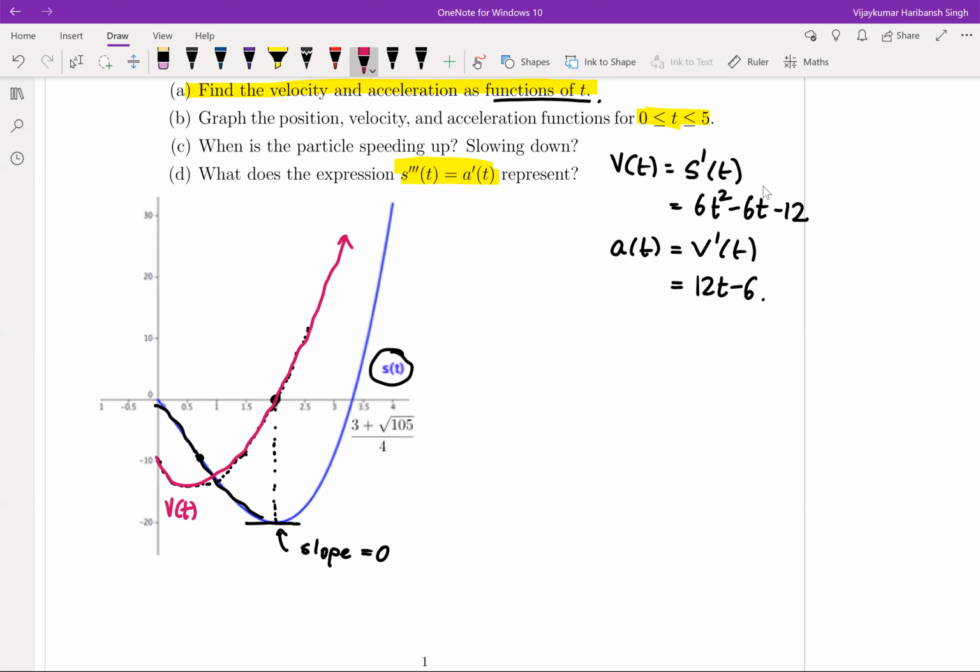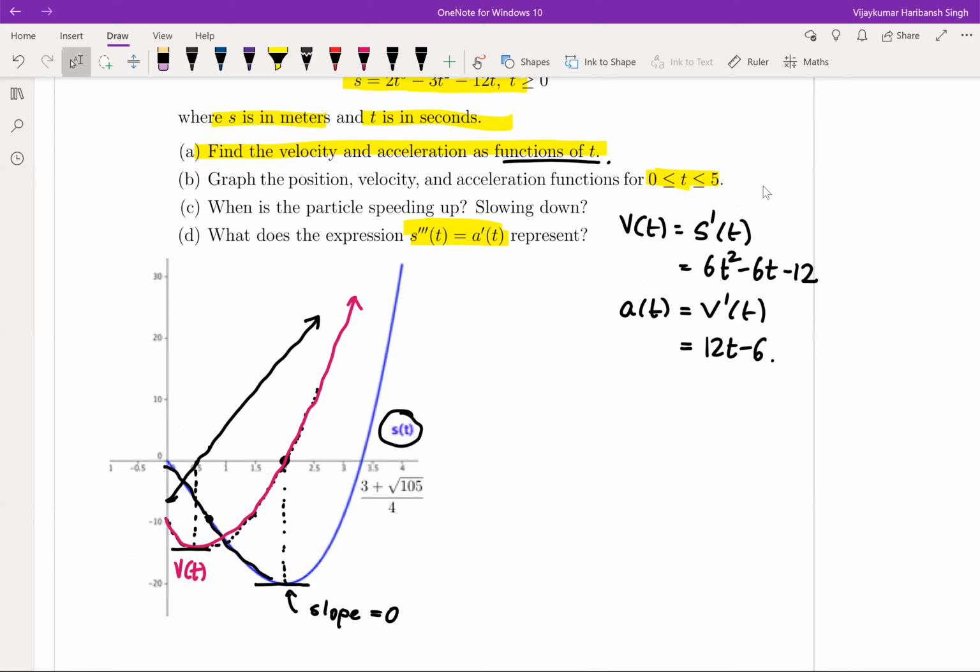Now for acceleration, which is the derivative of velocity, how do we go about it? Acceleration is the derivative of velocity. So again, we have to see where this becomes 0. Here the slope is 0. Before that the function is decreasing, after that the function is increasing. So you'll see that acceleration before this value is going to be negative, and after that it will be positive. This is just drawing it from the graph, all right?